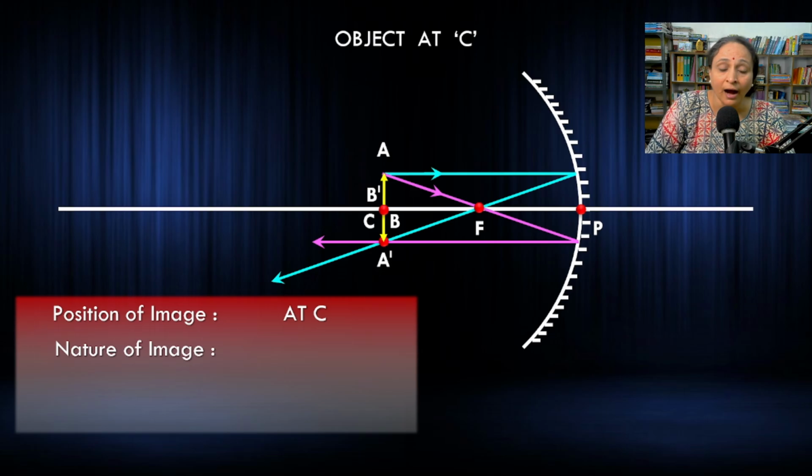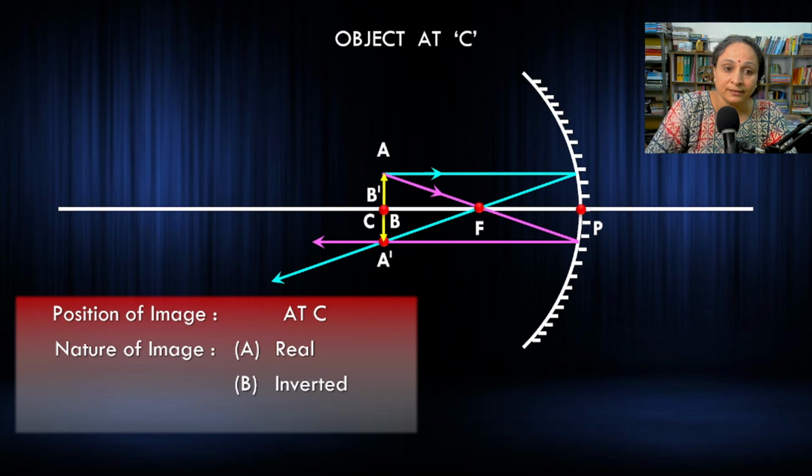Nature of the image, are the rays actually meeting after reflection? Look, after reflection both rays meet, actually meet. So the nature of the image is real. Inverted. See, I had the object as AB. Image is A dash B dash. So that means it is upside down, inverted. And size, it is the same size.